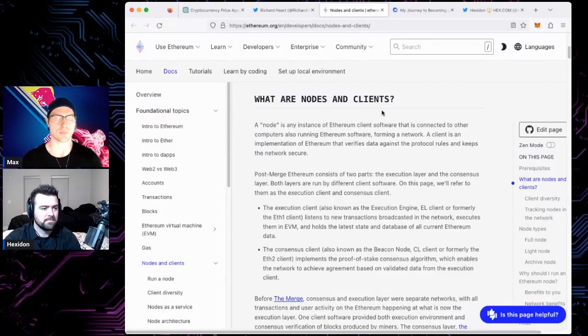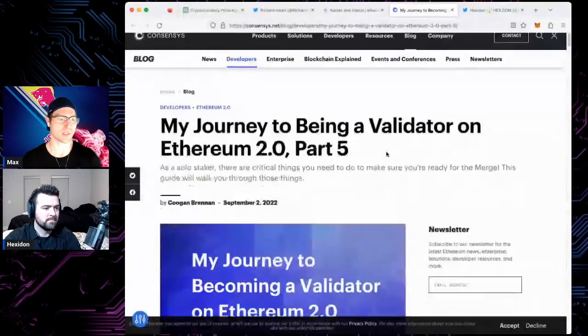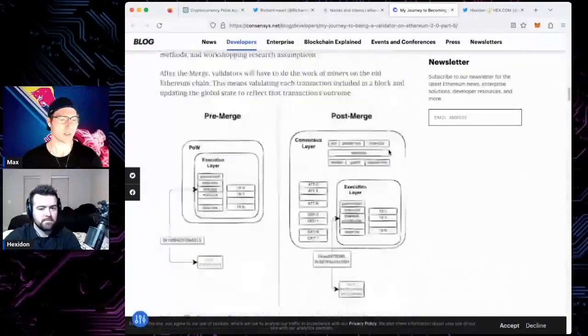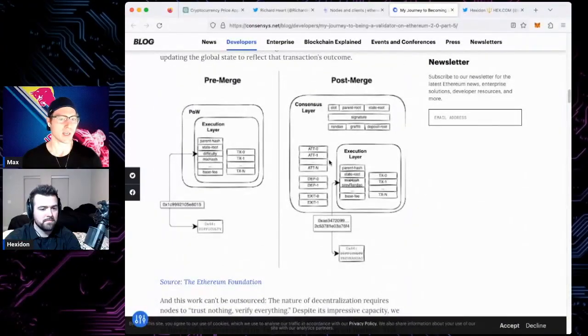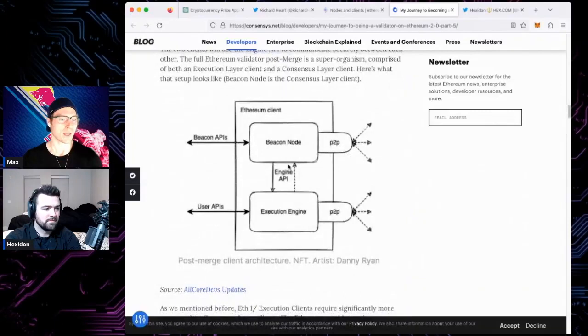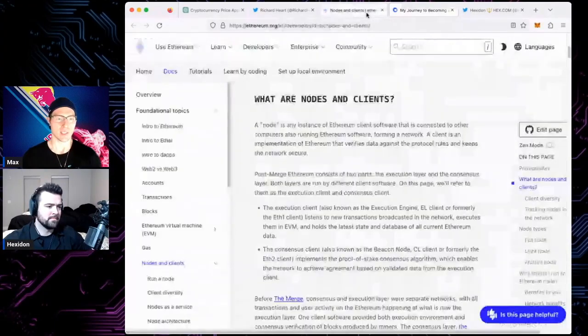And I'll pull up some diagrams here in a minute too, which maybe make more sense. So, Ethereum client, beacon node, execution engine. Again, they work together. You can have them on the same server, all that, and then peer-to-peer, they're talking to other nodes, pulling down data, syncing the blockchain, all of that.